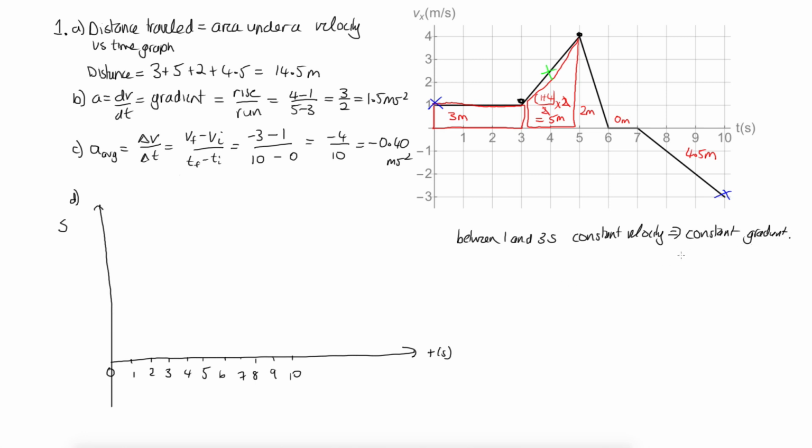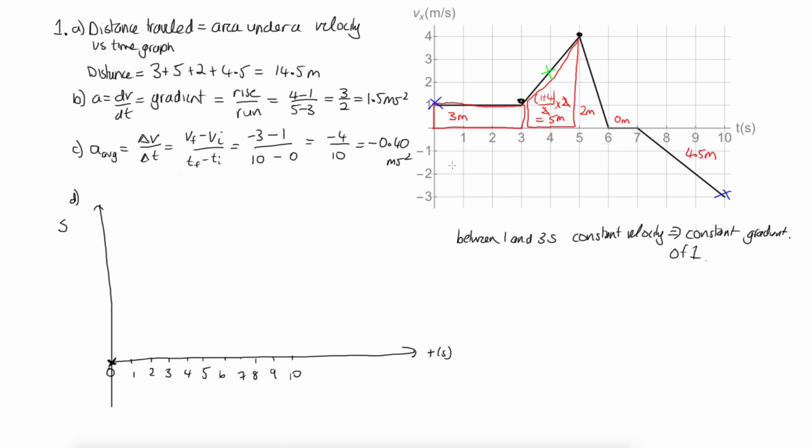And that constant gradient is going to be equal to the velocity, so a constant gradient of 1. We're told that it starts at the origin, so we know it starts here. And then at 3 seconds, we've already calculated that it's traveled a distance of 3 meters.